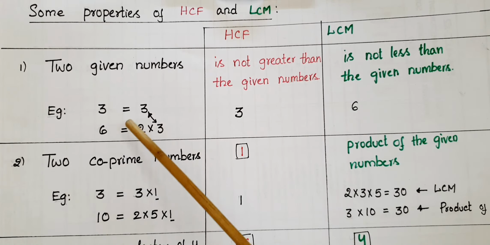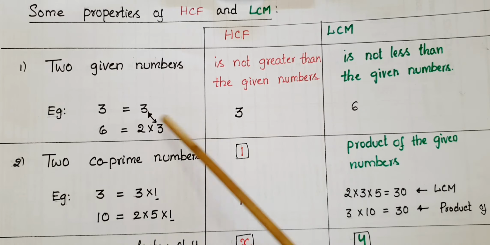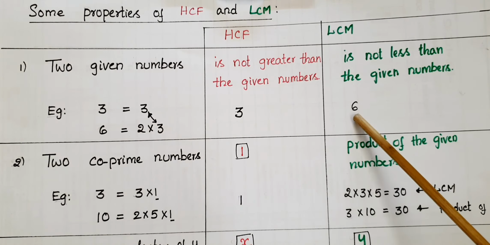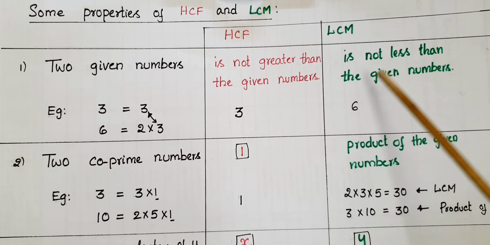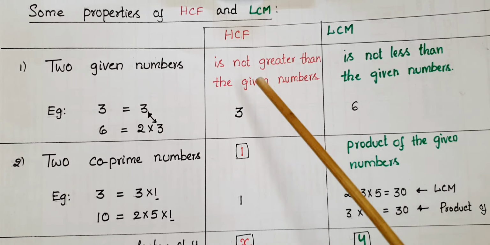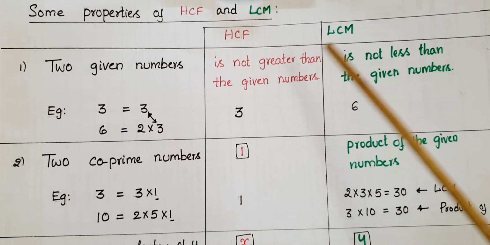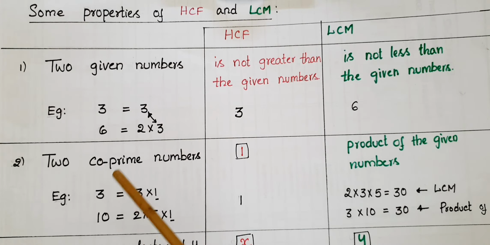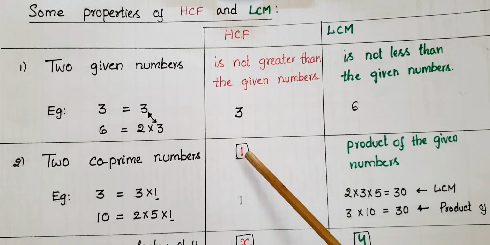So here the common factor is 3, and 3 into the remaining number 2, so 2 into 3, that is 6. So LCM is equal to 6, so it is not less than the given numbers. So HCF is always not greater than the given numbers, and LCM is not less than the given numbers. Next one is, for two co-prime numbers, HCF is always 1.